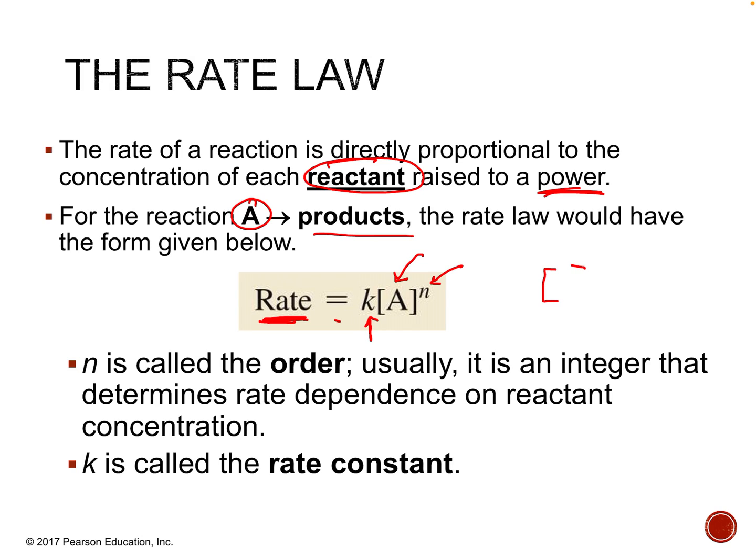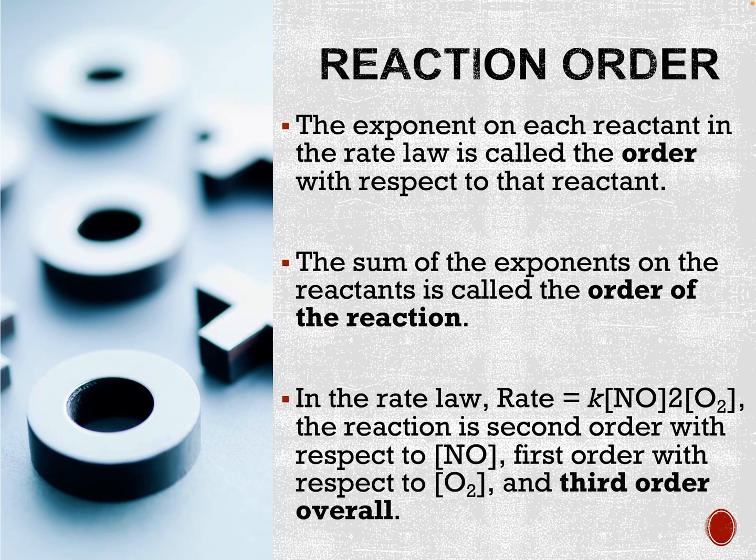Again, remember these brackets here, these mean molarity, okay? So our rate is directly proportional to our molarity, our concentration. This power here, this n, is called the order. It's usually an integer of some kind, and it determines the rate dependence on the reactant concentration. Okay, it's typically a number 0, 1, 2, 3, something like that. And again, K is called the rate constant, and we'll look at how to calculate K as we move forward. So we can always write this rate law which relates the rate to concentration.